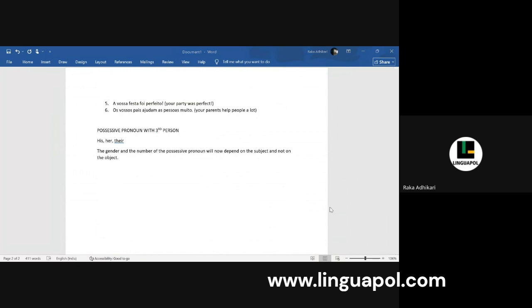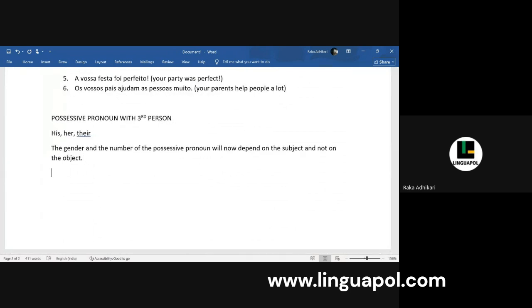In third person, the gender of the possessive pronoun will not depend on the object. It will depend on the subject. So here we don't have to break our brain. Here if I say his house is big, then I'll say a casa dele é grande. Now although casa is feminine, we are using a feminine article as well, a casa. But since we are saying his house, here the subject is male, the owner of the house is male, so we are saying his. And that's why our masculine possessive pronoun is being used, that is dele. A casa dele é grande.